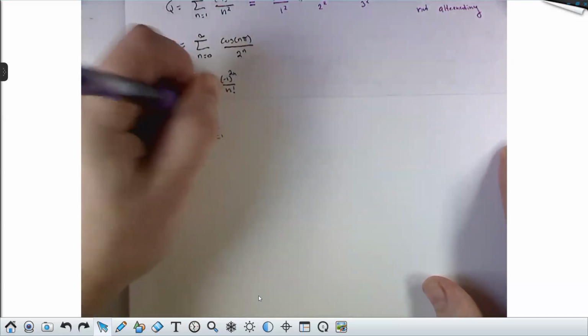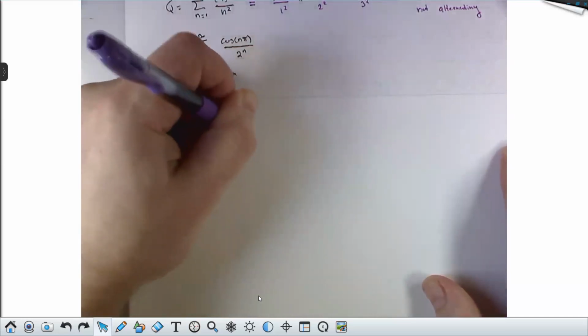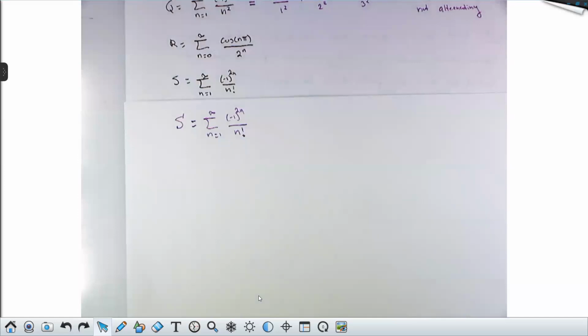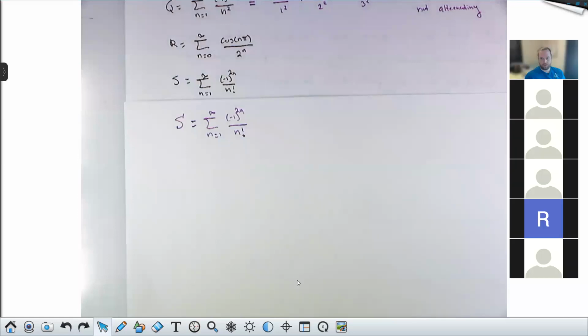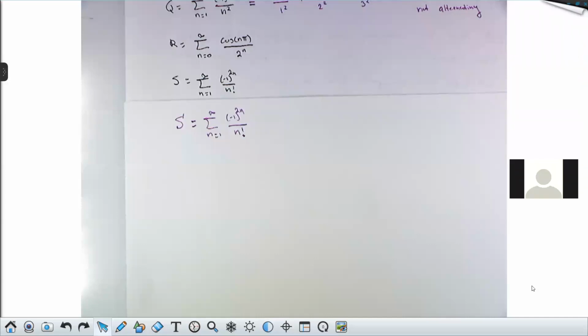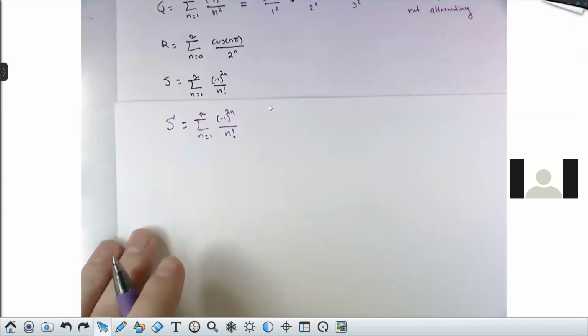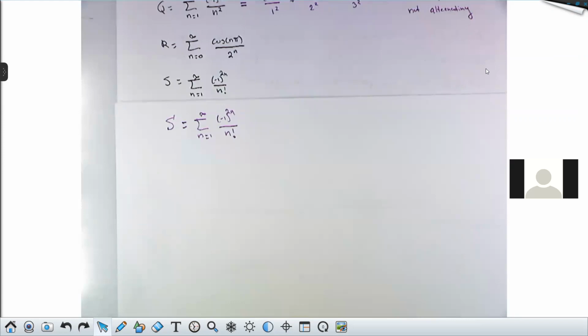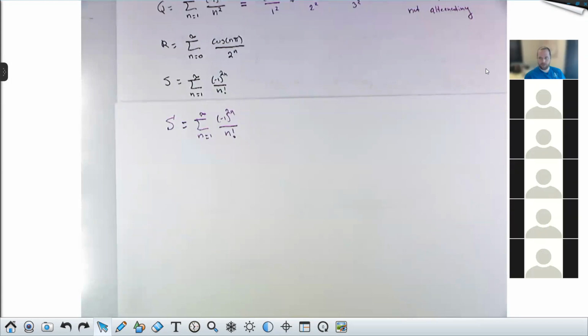So my series S here, sigma n from 1 to infinity, -1 to the 2n over n factorial, without even writing it out. Do you think this is going to converge or diverge? Do you think this alternates or not? I'll say it doesn't. Yeah, that's correct. Do you care to explain a little bit your thinking there, Enrique?